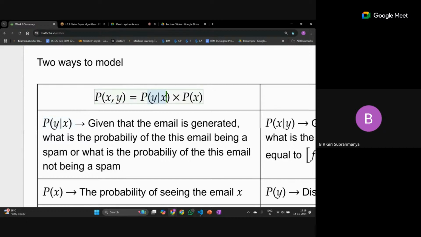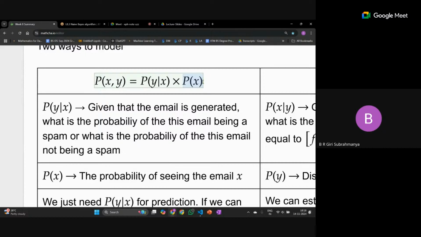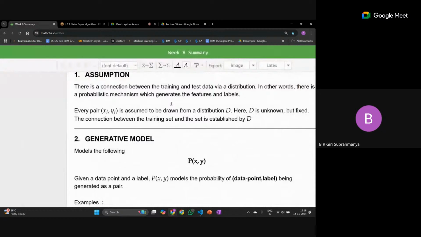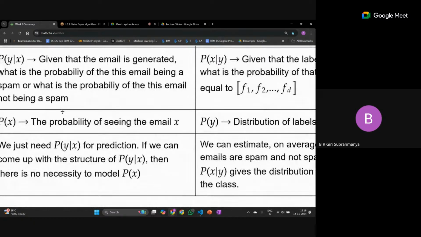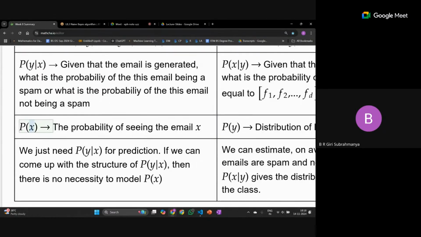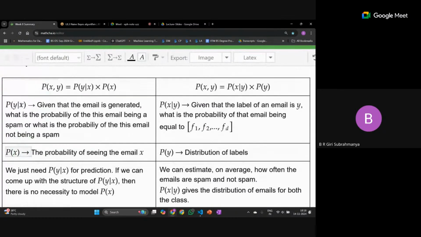So P of y given x captures the probability that some email is a spam or some email is not a spam, given that this email has been generated. Okay. Now P of x is nothing but the distribution of x, or the probability of seeing this email. Now we assume that there is some generative mechanism, or some distribution D which generates all the data points, which generates all these pairs. Now if there is some email x, what is the probability of that mechanism generating this email? Okay, so that is given by this.